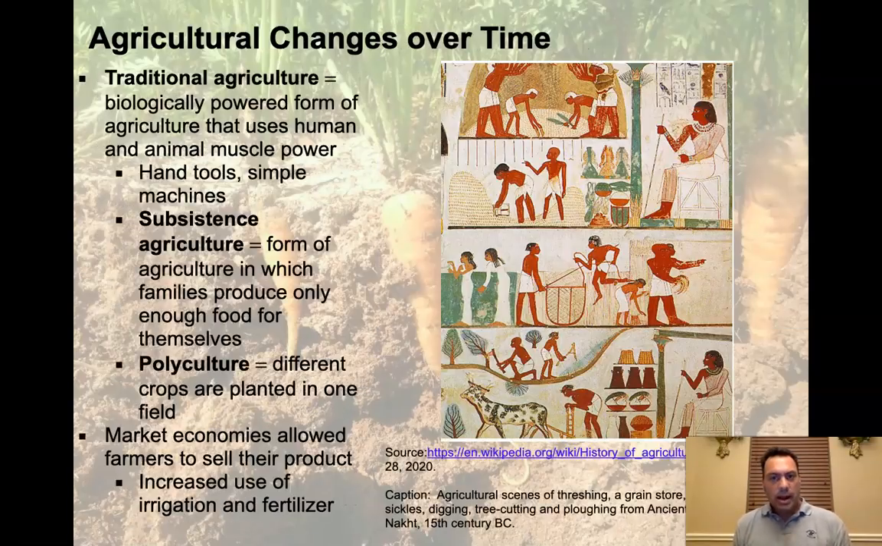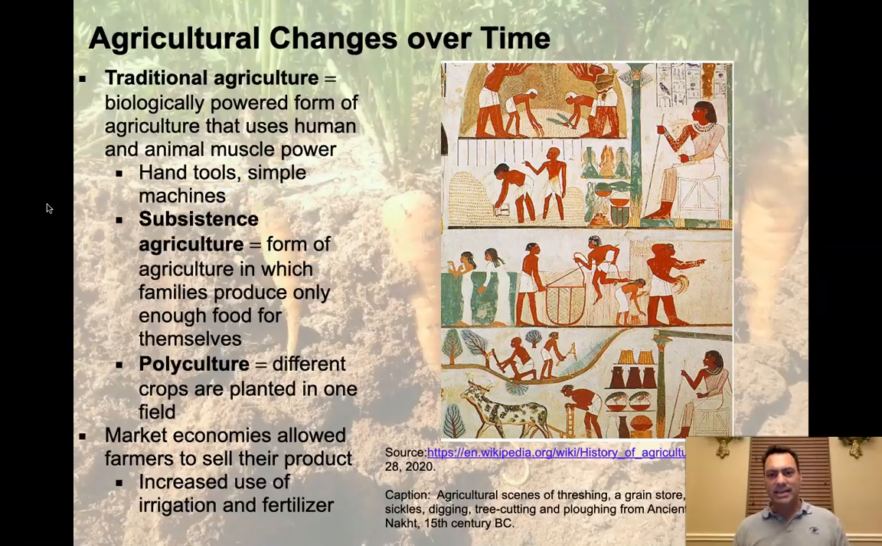So it turns out that agriculture from the very beginnings has evolved a lot. But most of that evolution is pretty recent. Traditional agriculture is a very basic system. Most of us would recognize it. Some of us even have great-grandparents who described having to work in some of these environments of what we call traditional agriculture. And this is where we are talking about biologically powered forms of agriculture that use human and animal muscle power to make everything happen. So that means you're using an ox or a horse to maybe pull a plow. You might be using hand tools like a hoe or a rake. Simple machines might have been implemented at the time.